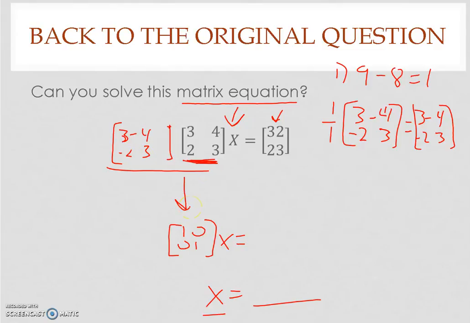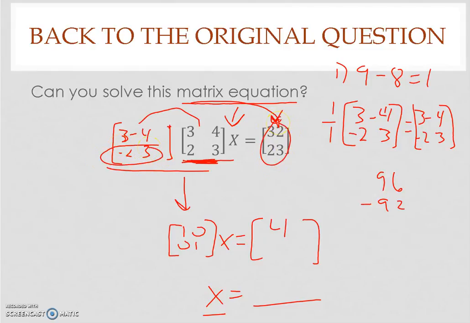But that also means if I multiply this side by that matrix, I'm also going to multiply this side by the same matrix. And so when I do that, here's what I will have. 3 times 32 is 96. Negative 4 times 23 is negative 92. And so that is positive 4. And then when I multiply the second row times this column, negative 2 times 32 is negative 64. And 3 times 23 is positive 69, and that gives me 5.